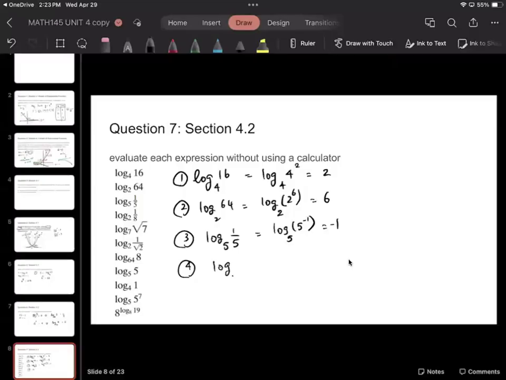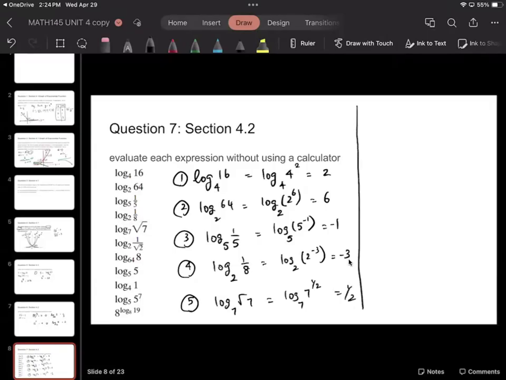Then log 2 1/8. 8 is 2 to the power of 3. So 1/8 is 2 to the power of -3. So this answer is -3. Then the square root of 7 can be written as 7 to the power of half. So this answer is half.